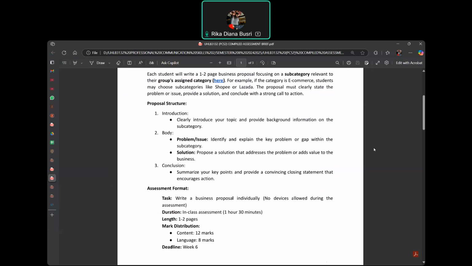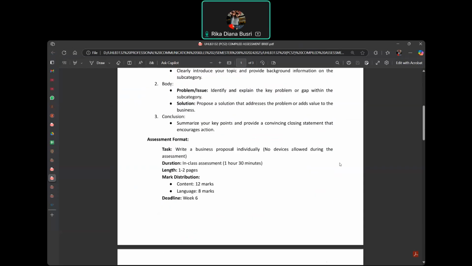If you ask for more answer sheets, I will not be giving them to you. Why? Because the instructions clearly stated 2 pages maximum. Remember, language features: proposal writing is all about conciseness. Now that is the mark distribution, and it's going to be in week 6.